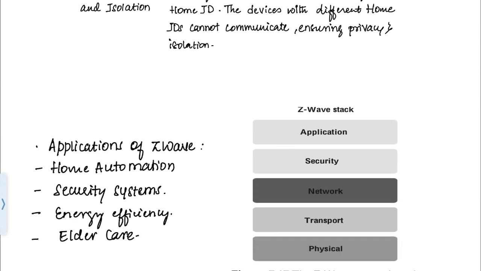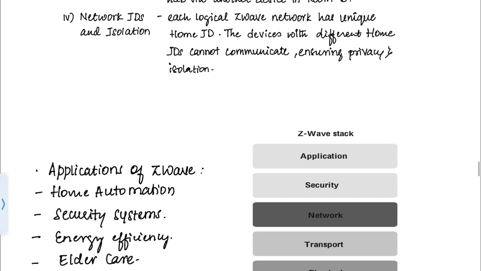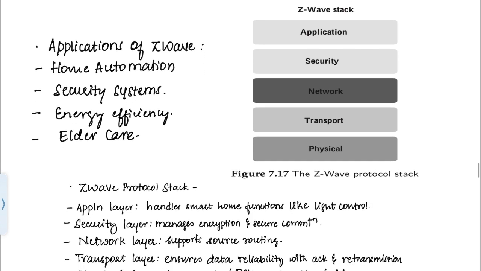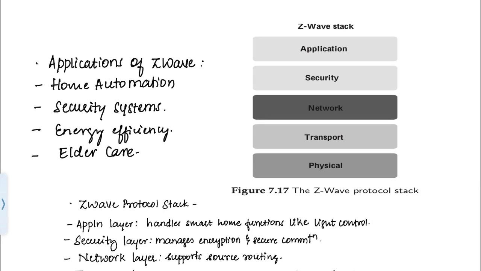Next we have the Z-Wave protocol stack. Looking at this figure here, we can say that the application layer handles smart home functions like turning the lights on or energy management and so on. Next, speaking of the security layer, here it will manage encryption and secure communication. Then we have the network layer. In the network layer, source routing is happening, where the message path is determined by the sender.